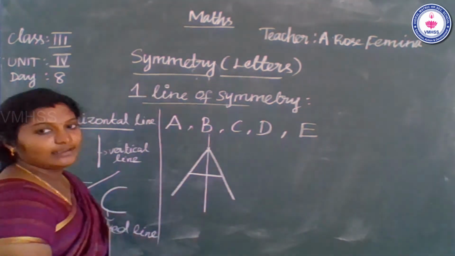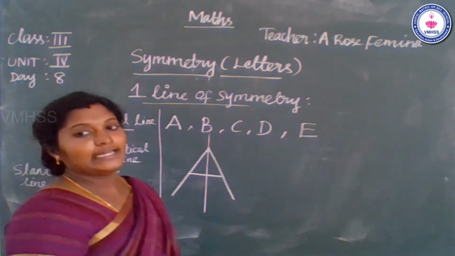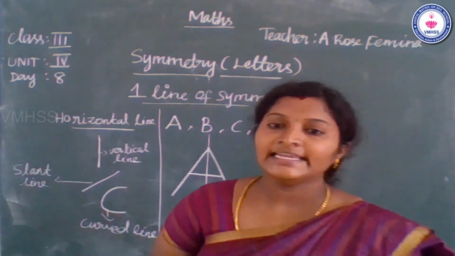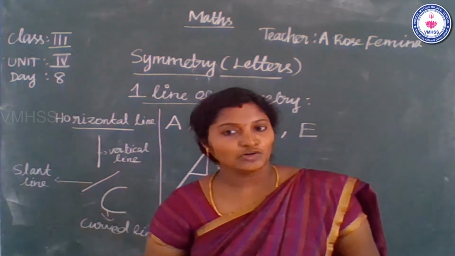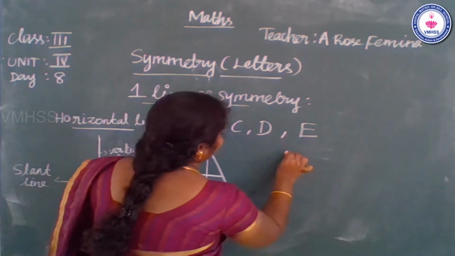Okay, so this is the one line of symmetry, a vertical line. You see the vertical line. While B, C, D and E have a horizontal line. So these are the horizontal lines, for example, B.